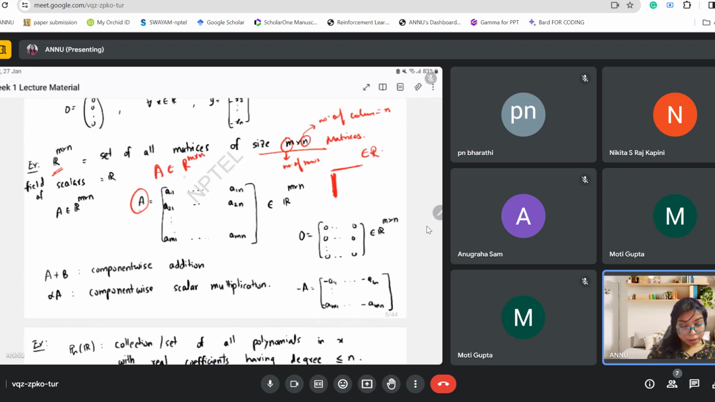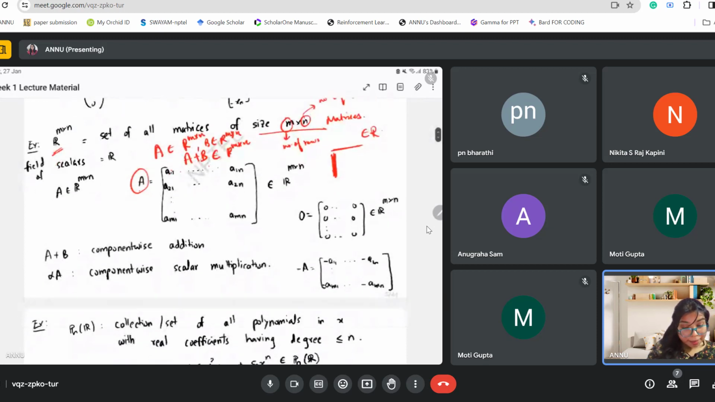So we have to check A plus B. Suppose B also belongs to R^(m×n). So whether it belongs to R^(m×n) or not. In order to find A plus B, you have to find A11 plus B11, then A21 plus B21. Like it will be component wise addition. Similarly, if you multiply by alpha, then it will be multiplied by every element of A or B. So that will also belong to this particular set. Then also this is a vector space.